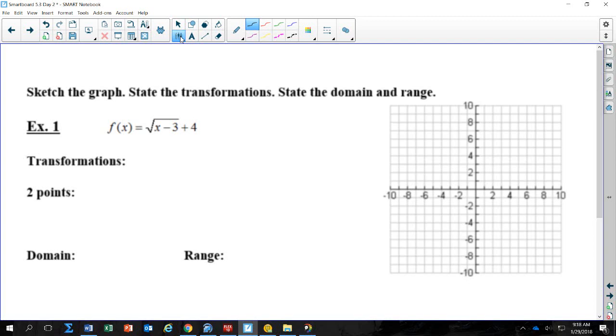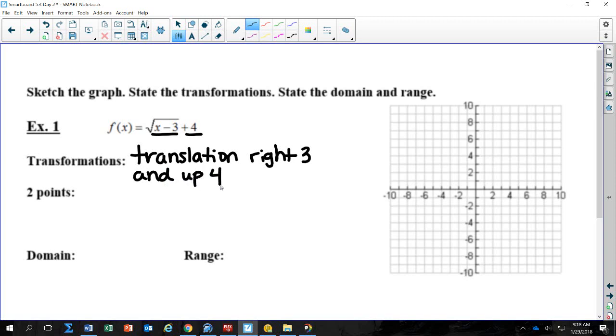Okay? So here, my transformations would be, let's see, what does the x minus 3 tell you to do? Right 3. Okay, so we have a translation, right 3. And then what does the plus 4 tell you to do? Up 4. So we have a translation, right 3, and up 4.